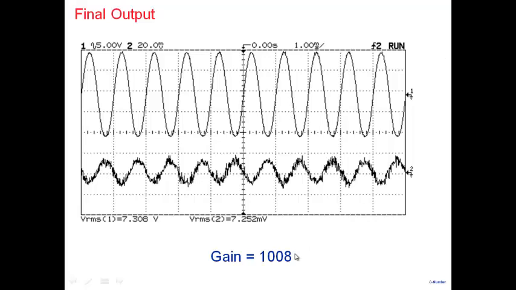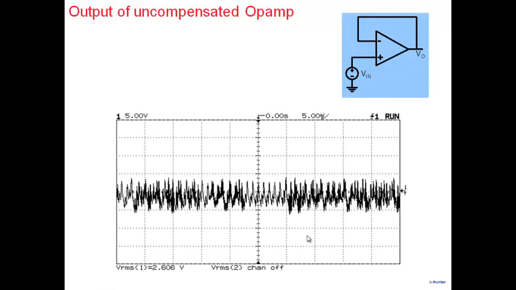So gain was 1008, and when the output was not compensated, when the compensation capacitance was not there, you can see here that it gave all these oscillations in this particular op-amp. So one had to compensate in order to get those results that I showed you here.